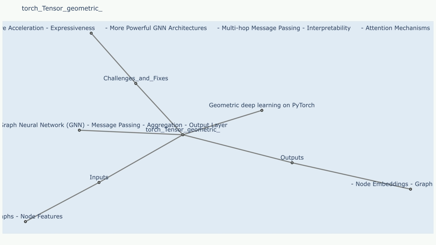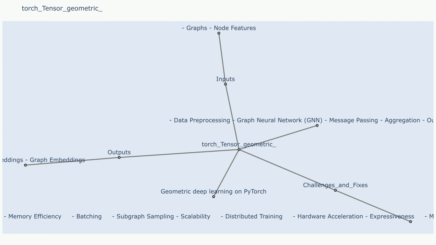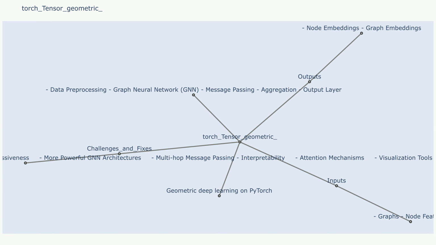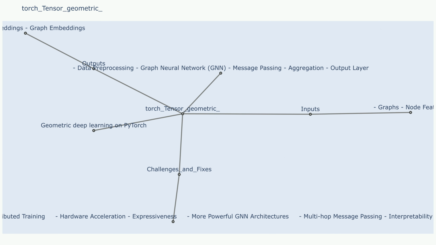Torch tensor geometric. Description. PyTorch Geometric is a PyTorch extension library for deep learning on graphs. It provides a unified framework for graph neural networks (GNNs) and includes a range of pre-built models, datasets, and utilities. PyTorch Geometric allows researchers and developers to easily implement and experiment with GNNs for various tasks like node classification, graph classification, and link prediction. Input: data in the form of a PyTorch Geometric data object.